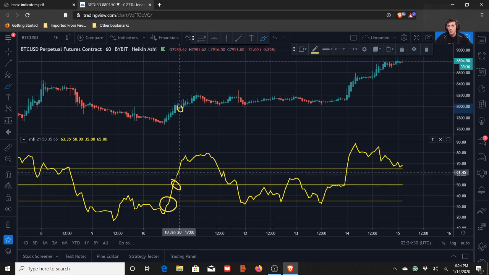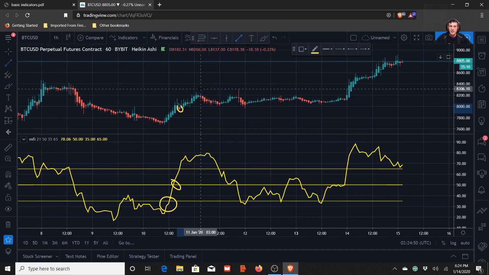We kept on going. So we rode it all the way out until we got up above the 65, and I will ride that all the way. I won't take my profit until I start to see us get back down here to the 65. Once we break below it, then I will take my profit. But you're saying, Jay, I just lost money right here.